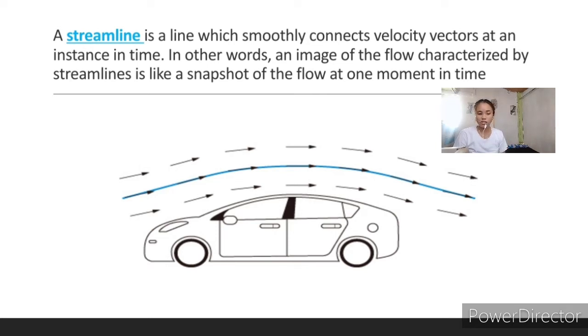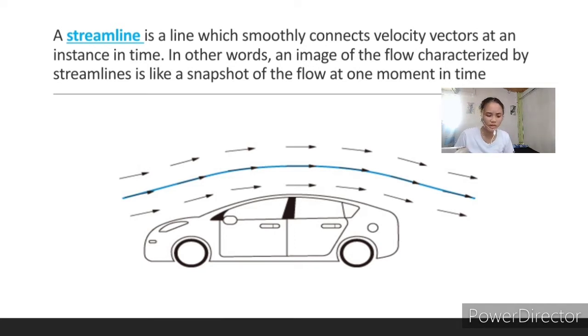There's also a description that says a streamline is a line which smoothly connects velocity vectors at an instance in time. In other words, an image of the flow characterized by streamlines is like a snapshot of the flow at one moment in time. Okay, so the arrow pointing to the right is called the velocity vector, okay? And velocity is tangent to streamlines.